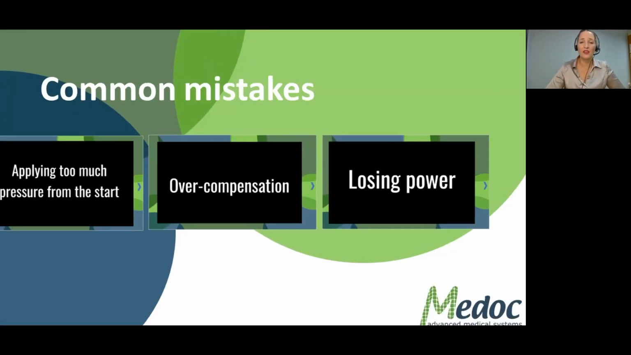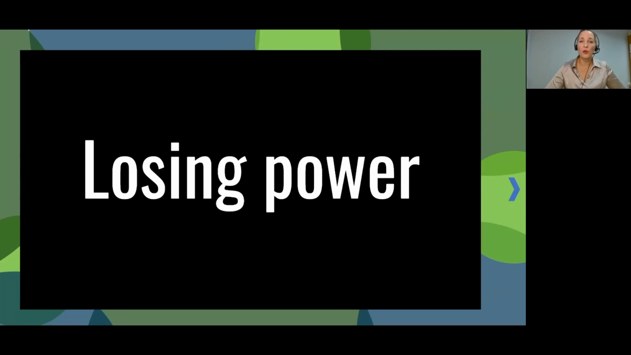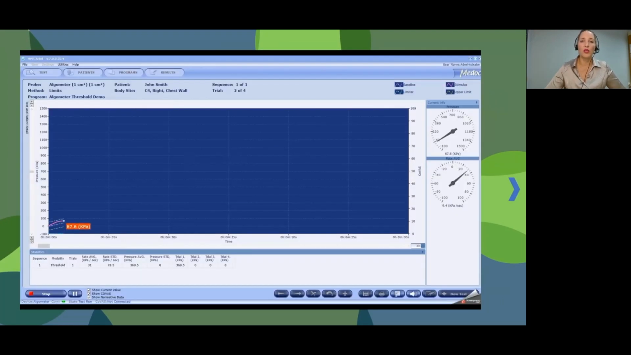And this is a classical mistake, losing power. This is when you're not well equipped to apply enough force to reach the pressure pain threshold of this subject. And this has much to do with your own position and patient positioning, and I'll get into that a little bit later to explain how to handle a situation where you have to apply force, and how you can keep up with the patient you're testing.